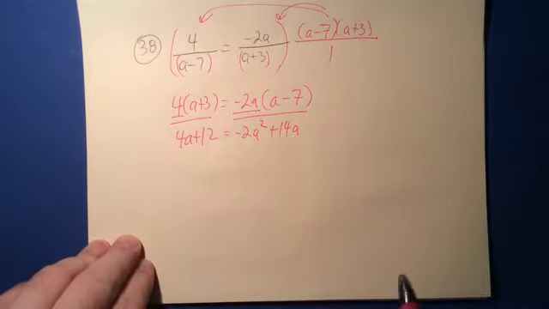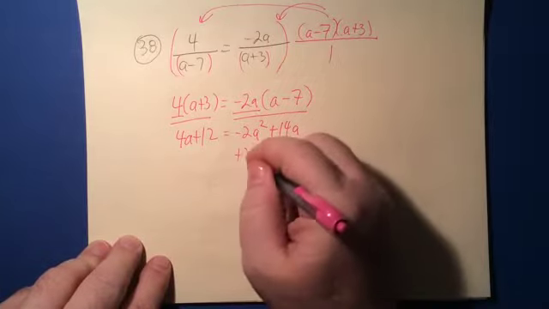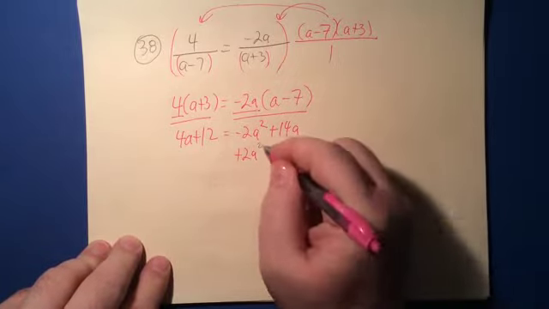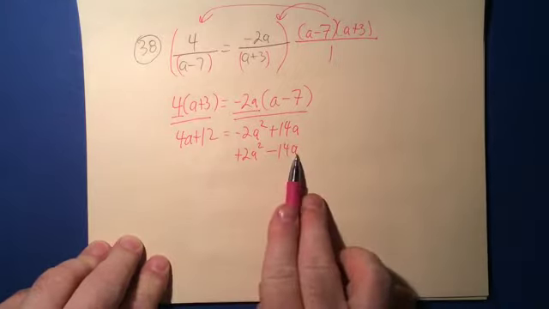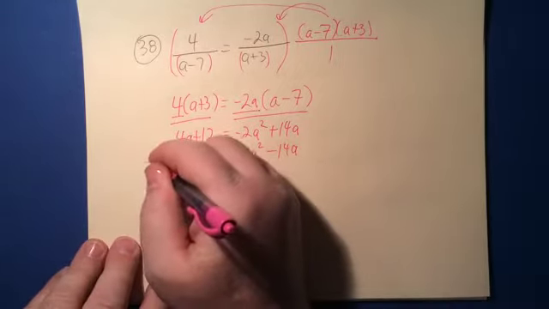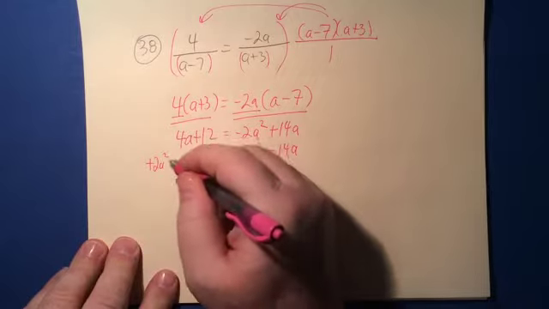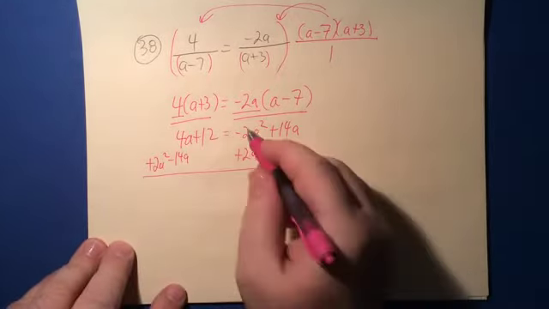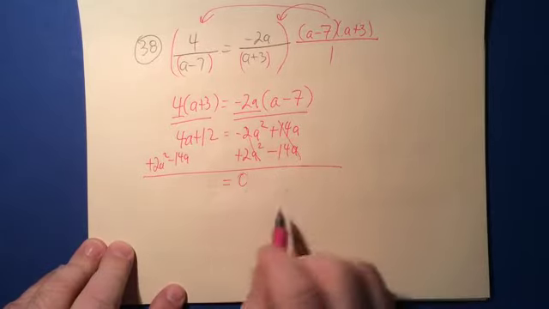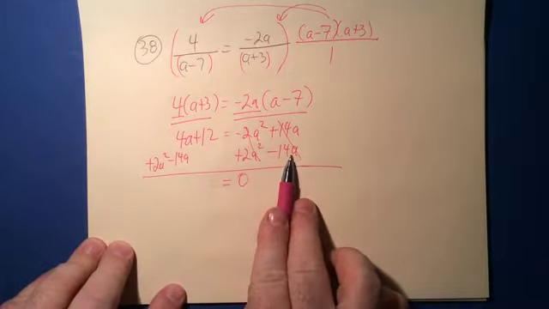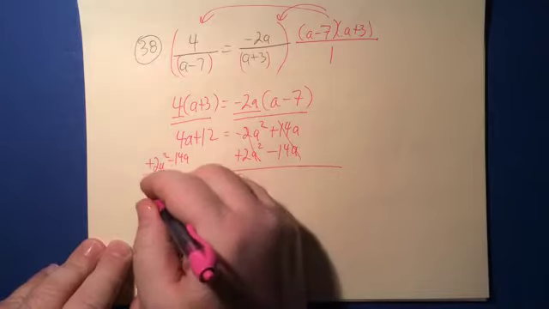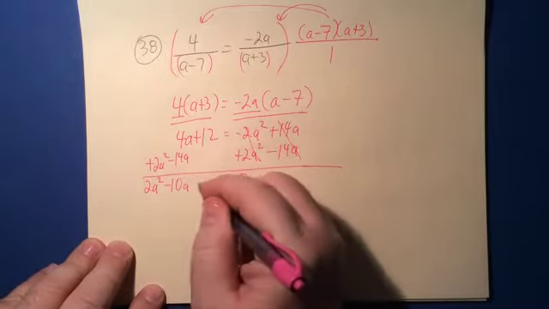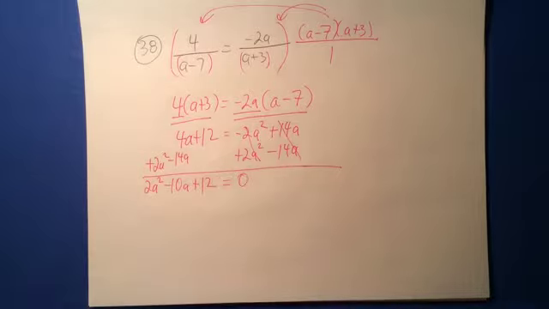Because I'm going to try to keep my a squared term positive, I'm going to try to move everything over here. So let me go ahead and add 2a squared and subtract 14a from both sides. Let's see what this gives us. This side goes to 0. That's what we want because we have a quadratic equation. Here we have 2a squared minus 10a plus 12.